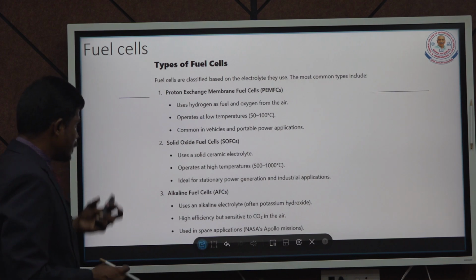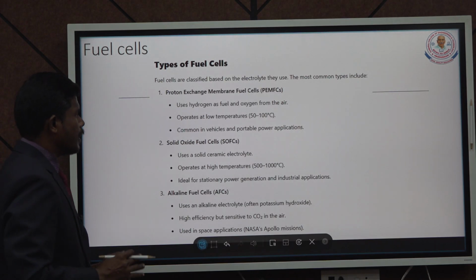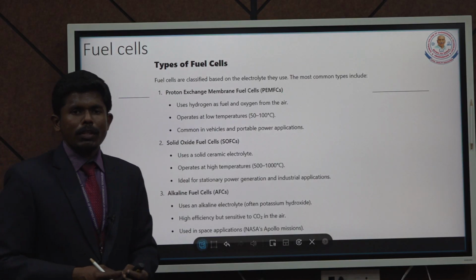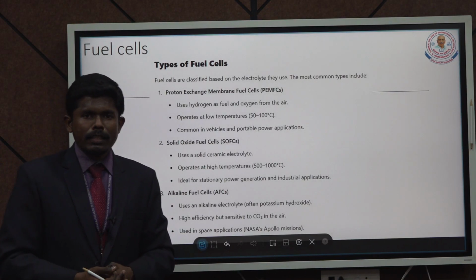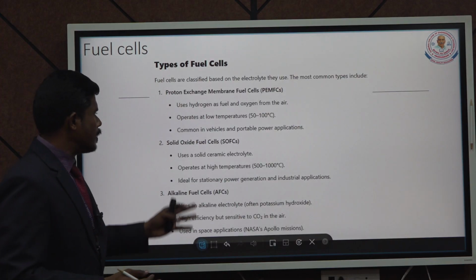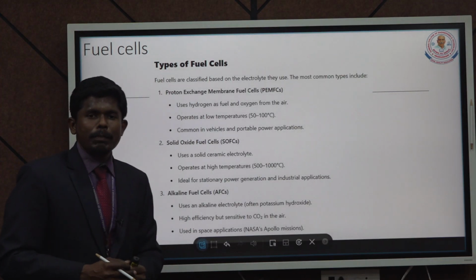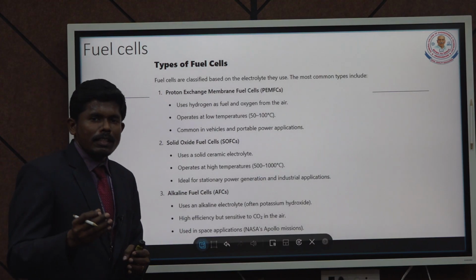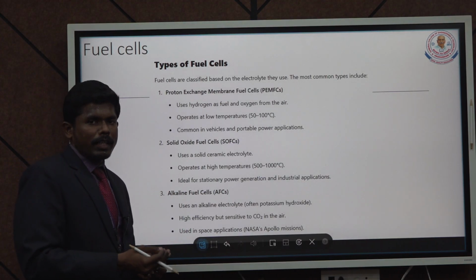So the application as of today is commercial, common in vehicles and portable power applications. We all know that fuel cell vehicles are starting to come onto the market. In all those markets, they mainly use the proton exchange membrane because of its availability, as well as the trust in the proton exchange membrane being very high.